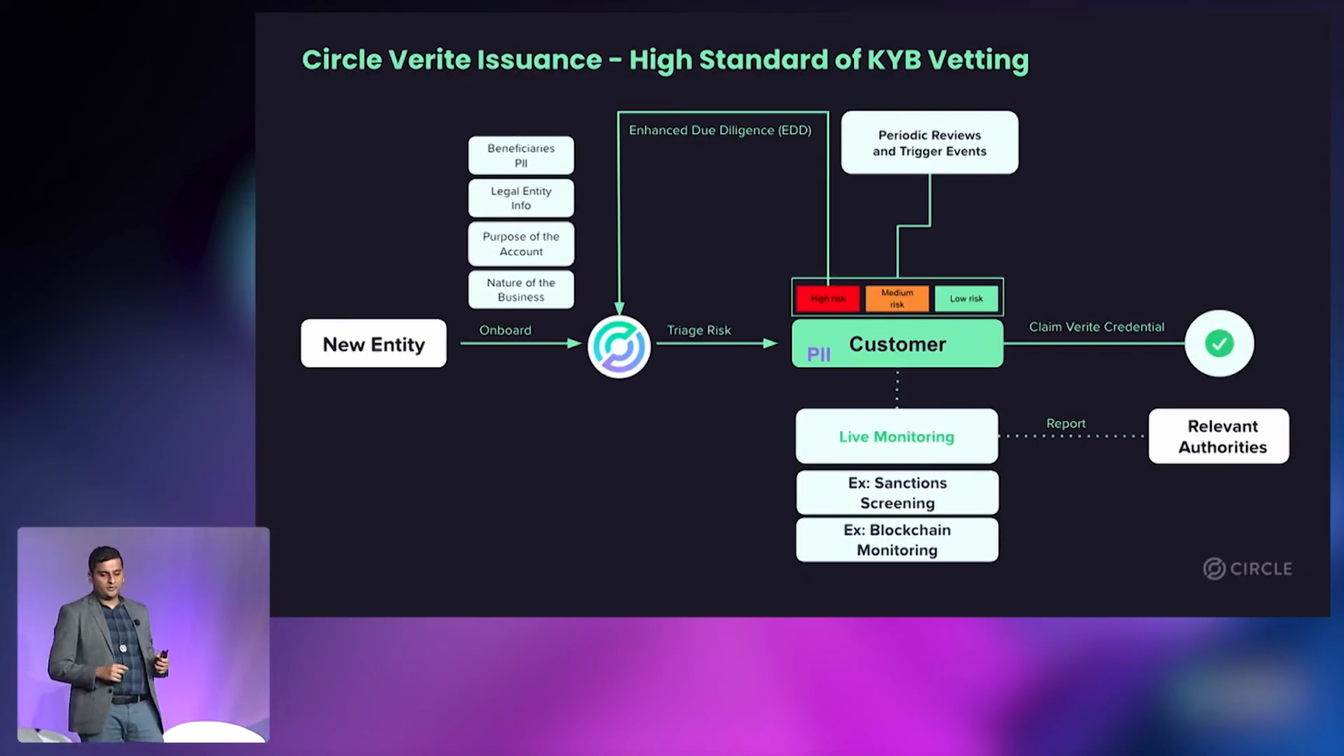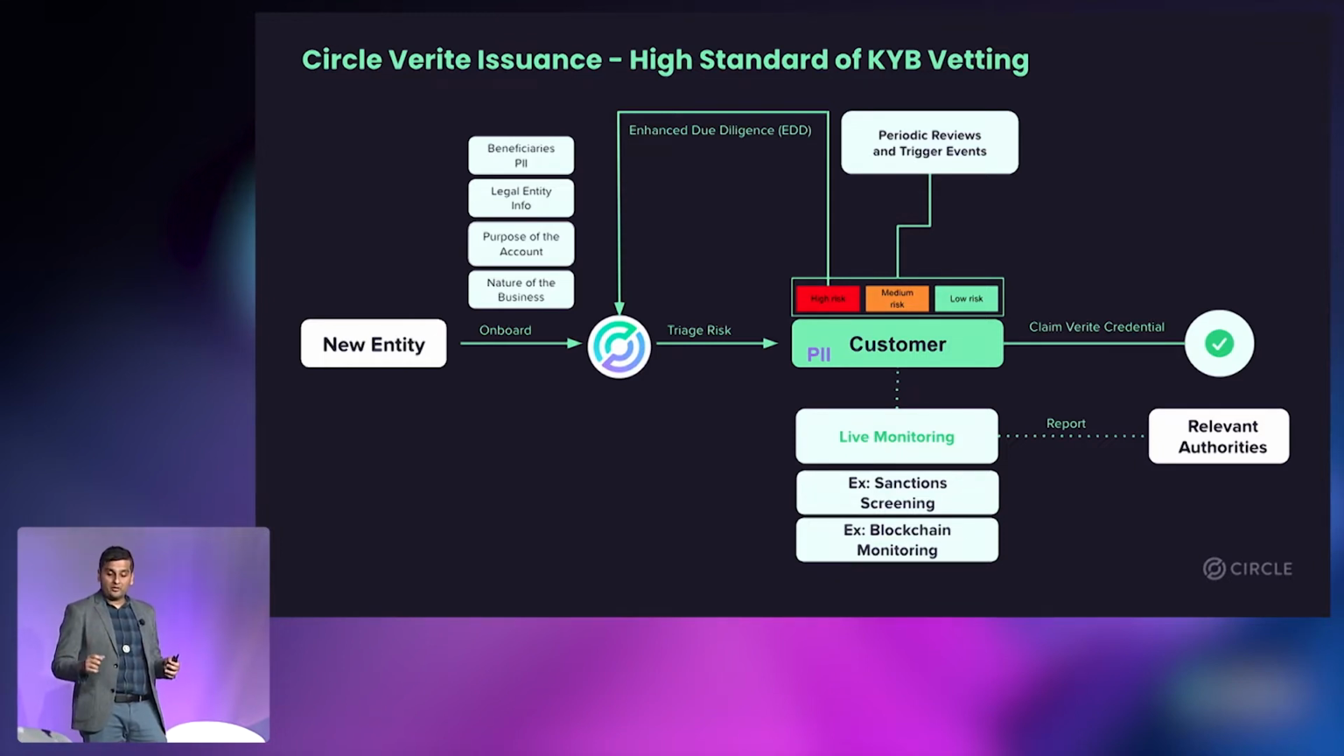So when a Circle customer signs in, we ask them to provide a full list of PII. We're dealing with institutions, so it's usually multiple beneficiaries, their legal entity info, the purpose of their account, and the nature of their business. Based on all of this, we triage and risk profile these customers. If they're high-risk customers, we immediately put them on an enhanced due diligence pipeline where we request more information. There are certain conditions that our compliance team has established that trigger periodic reviews on all accounts.